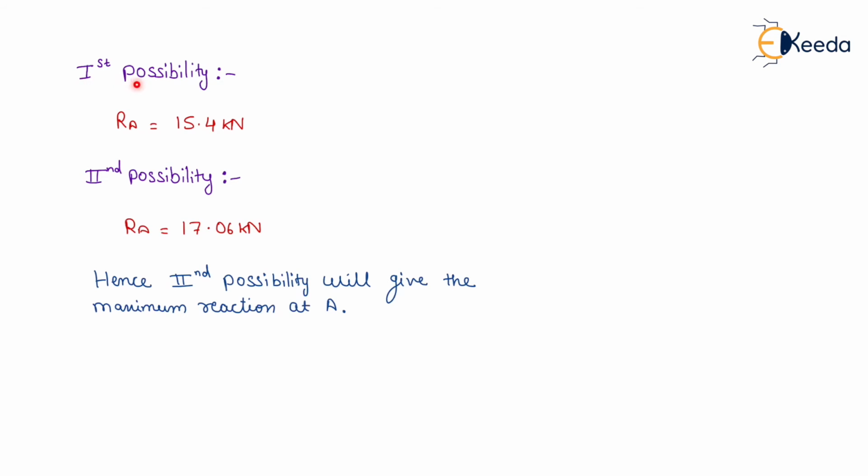Now from the first possibility, RA is equal to 15.4 kilonewton and from the second possibility, RA is equal to 17.06 kilonewton. Hence the second possibility will give the maximum reaction at A. It means that we need to place the 8 kilonewton load at support A. That is all about this numerical.